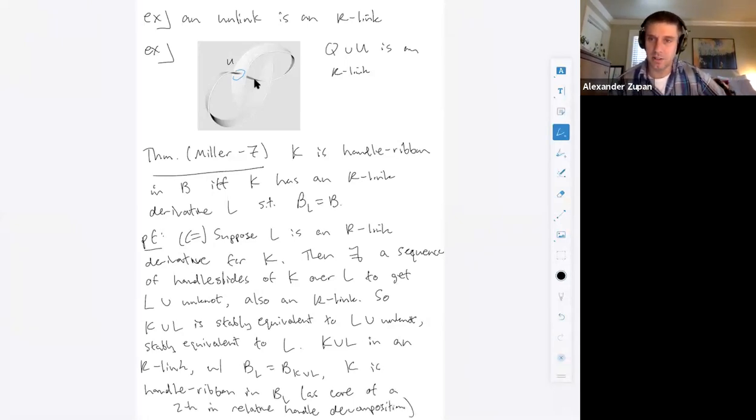I'm intentionally glossing over a lot of details here, but I like to think of these handle decompositions as going from S3 inward. Instead of 0, 1, and 2 handles, I think of 2, 3, and 4 handles. And so I start with S3, I attach a bunch of 2 handles along my R-link, and then the 3 handles and the 4 handle. And so that's how the easier direction of that proof goes.